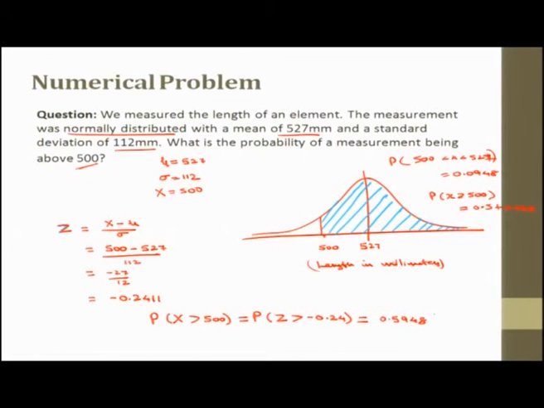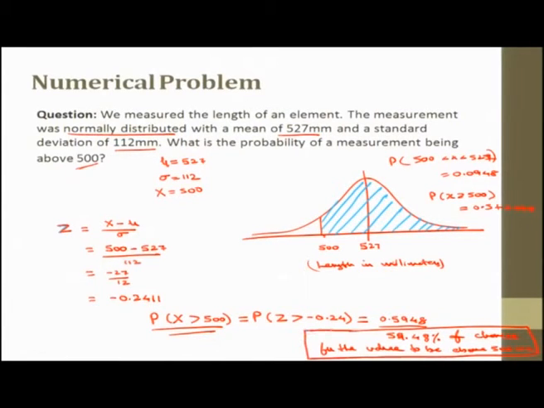Okay. So, this probability for the measurement being above 500 is equal to 0.5948, that is, if I say percent, it is 59.48% of chances for the value to be above 500 mm. This is my inference here.